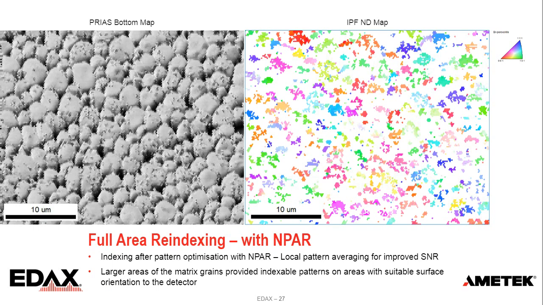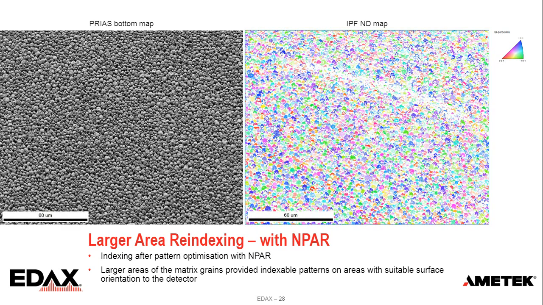And so with NPAR, what we're doing is what's called local pattern averaging and re-indexing, and that improves the signal to noise of the pattern. And so basically what we do is we save all the patterns, and then we average one point with the patterns around it to improve the signal to noise for these parts of the grains that have weaker diffraction relative to the lead iodide particles. So we can show this for a larger area, and you can see we start to see the orientations of all those grains come out.